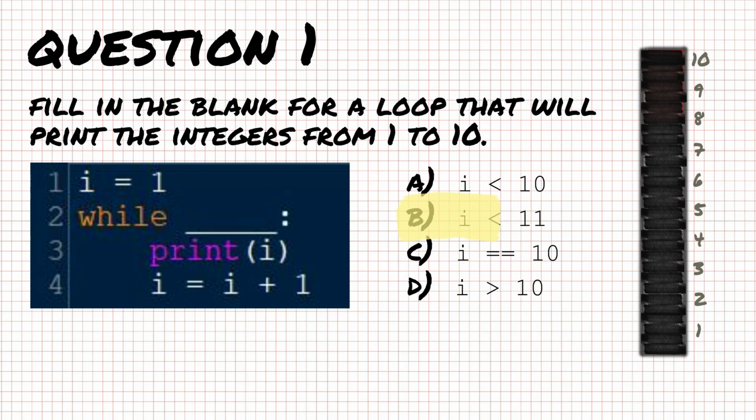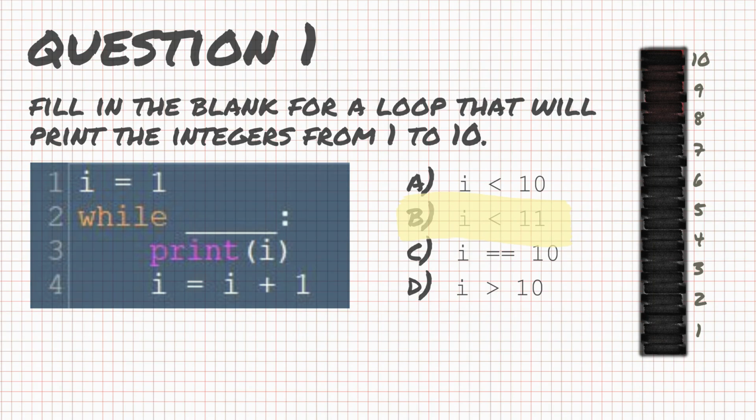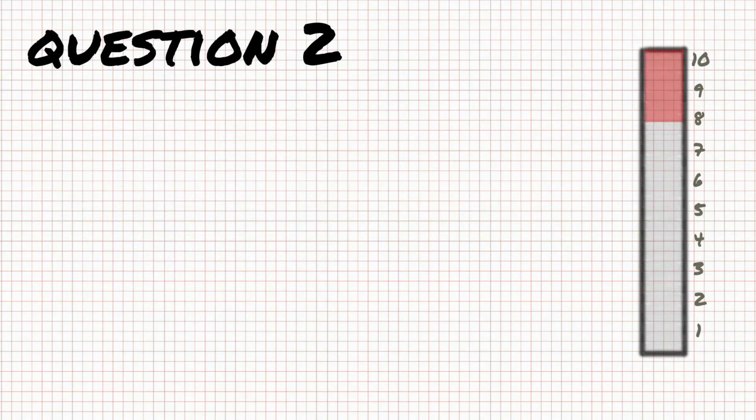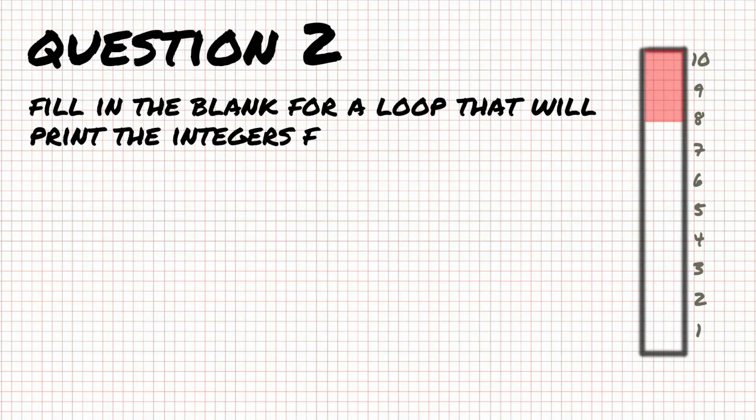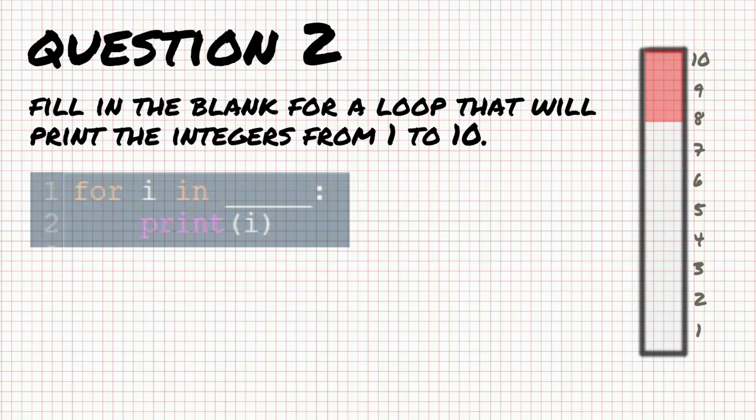The answer is B, I less than 11. If we want the loop to print I when it's 10, then we'll need the loop entry condition to evaluate to true when I is 10, and then be false for the next iteration of the loop when I is 11.